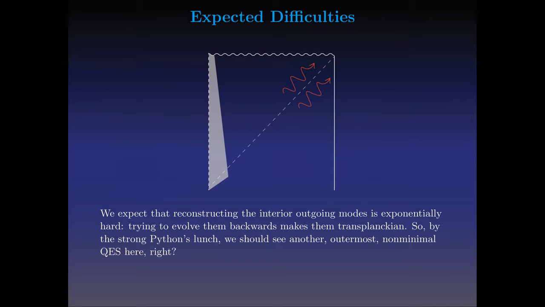Okay, so then we say there's no quantum extremal surface in this single-sided black hole that's at equilibrium at late times. But we expect that reconstructing the interior modes, these interior outgoing modes, is actually exponentially hard. There are many reasons to believe this. For example, this is a Transplanckian problem if you try to evolve them backwards in time. So the Python's lunch proposal, the strong Python's lunch proposal, suggests that we should see another outermost non-minimal quantum extremal surface in this spacetime. But we just showed that there is no non-trivial quantum extremal surface in this spacetime.